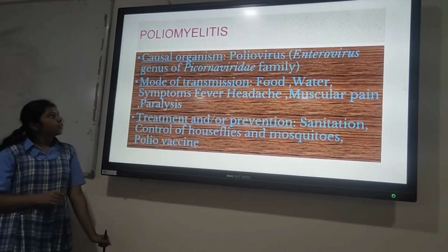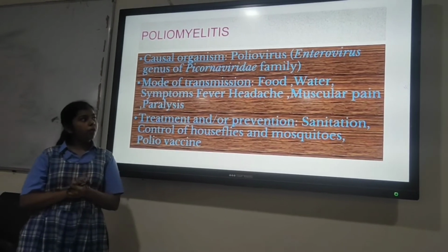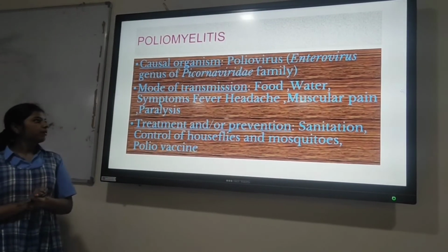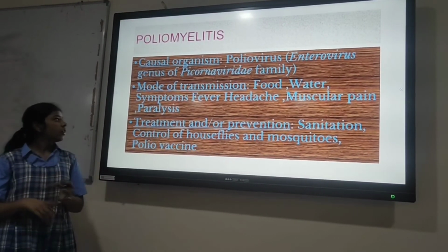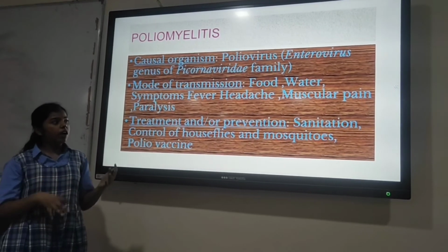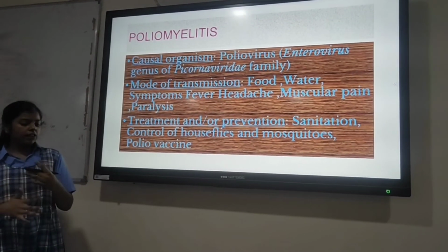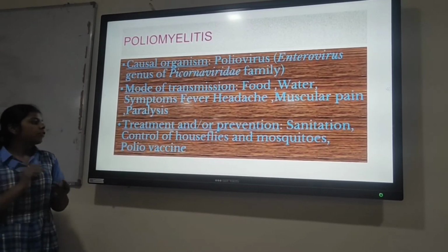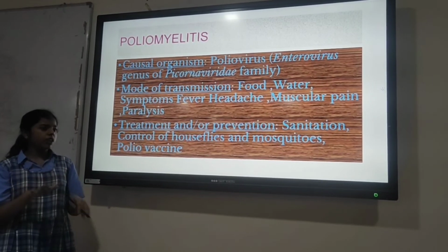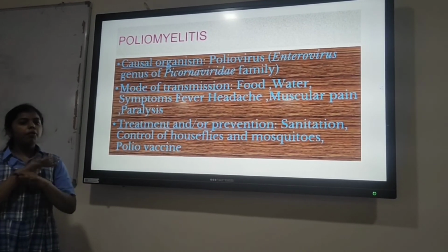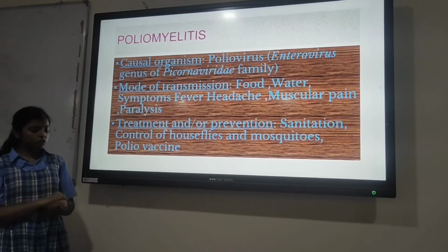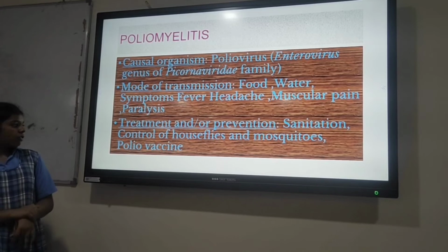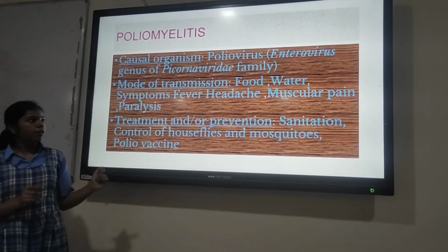Next. Poliomyelitis. Poliomyelitis is caused by the virus poliovirus, which belongs to the Enterovirus genus of the Picornaviridae family. This can be transmitted through food and water. The symptoms include fever and headache, but in the later stages, you can also experience severe muscle pains and paralysis. The best way to prevent it is by having proper sanitation around, and you have to make sure that the number of houseflies and mosquitoes is in control. And also there is a polio vaccine, which can prevent polio from occurring.